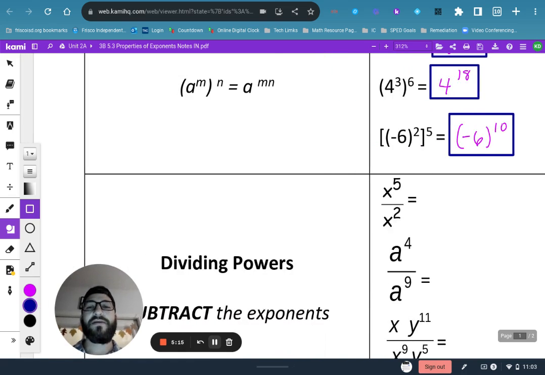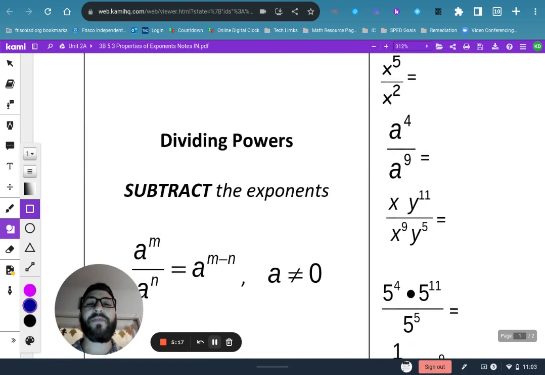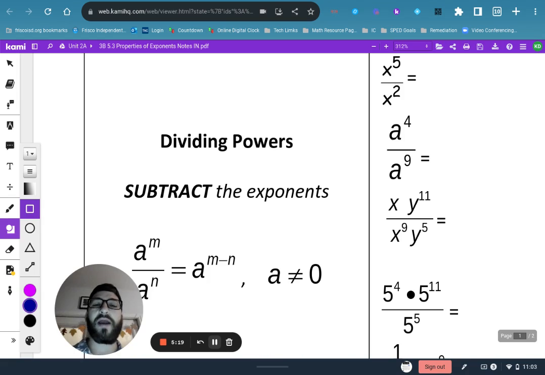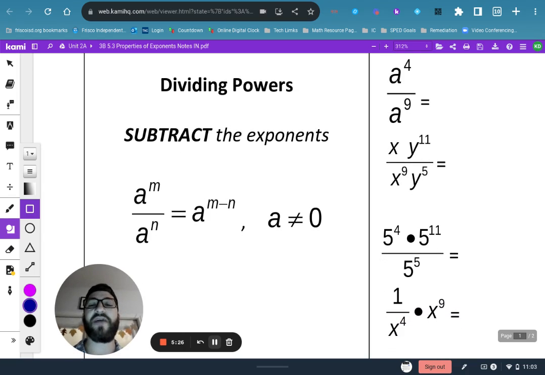Okay. So next one we're going to talk about is dividing powers. Dividing powers is kind of the same idea as multiplying, but now instead we're going to be subtracting the exponents. So if I have a to the m over a to the n, then that would be equal to a to the m minus n. So I would subtract those exponents to get my value.